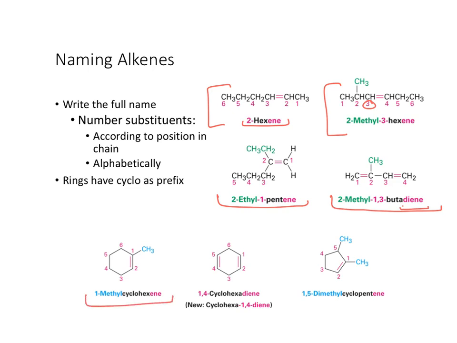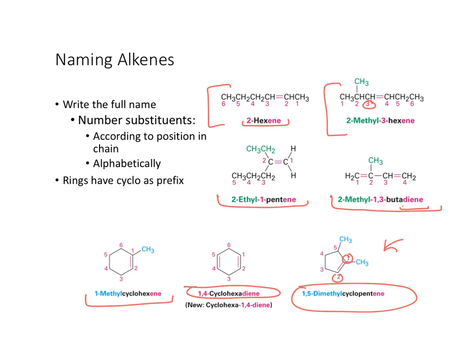Here, when we have a cyclic structure, we still use the cyclo prefix like we saw previously, but we just change that suffix to ene. So this becomes 1-methyl-cyclohexene. This would be 1,4-cyclohexadiene. And this would be 1,5-dimethyl-cyclopentene. With this example, you may be wondering why this was carbon 1 and not this carbon. If you have a choice, you always want to make the carbon 1 of the double bond in the ring the one that has a substituent attached to it.